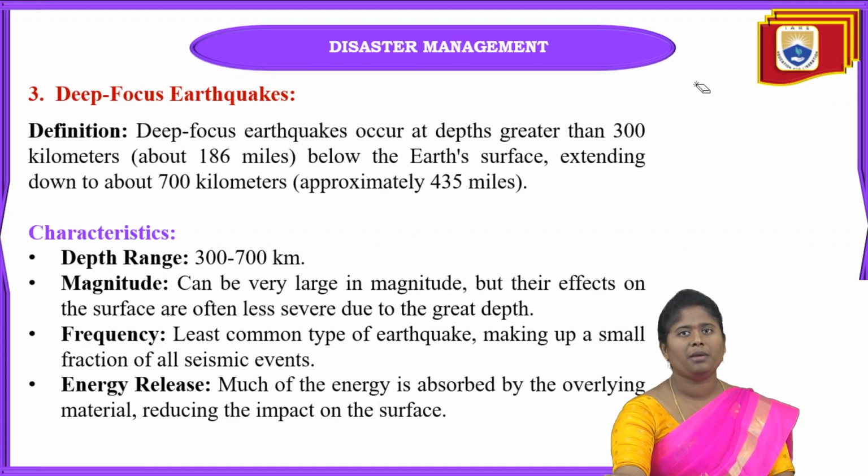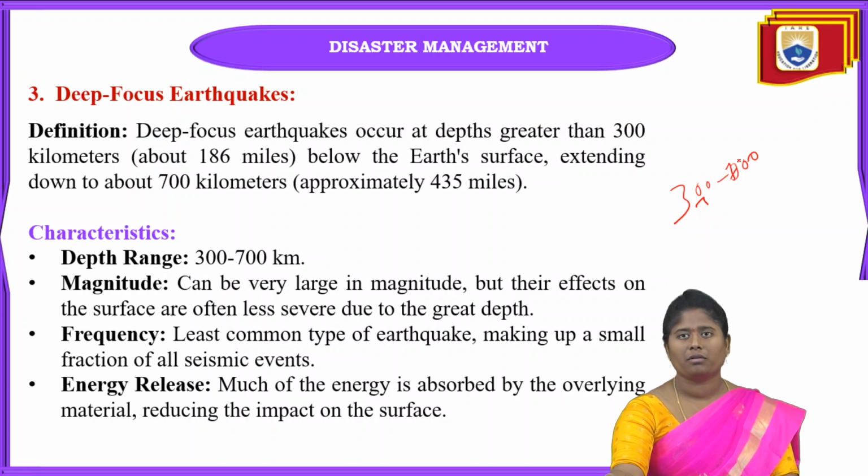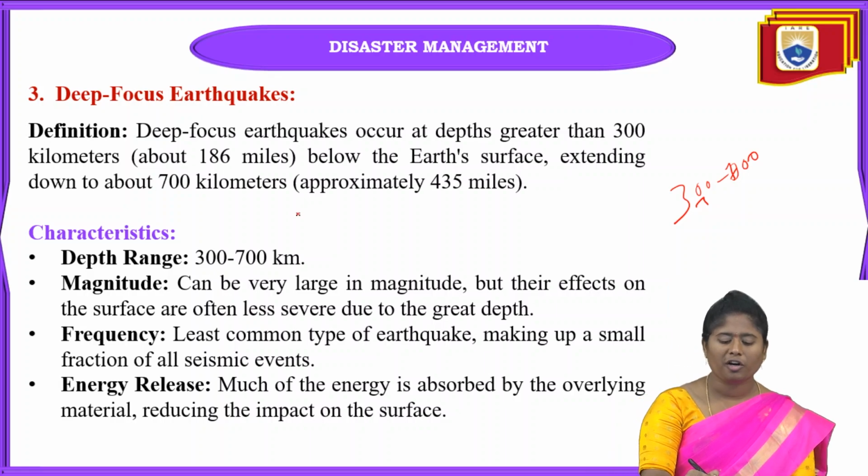Next one is deep focus earthquake. In this type of earthquake, the depth is almost 186 miles, that is, from 300 to 700 kilometers it is going to occur. Almost 435 miles is the maximum depth at which a deep focus earthquake can occur. And what are the characteristics?